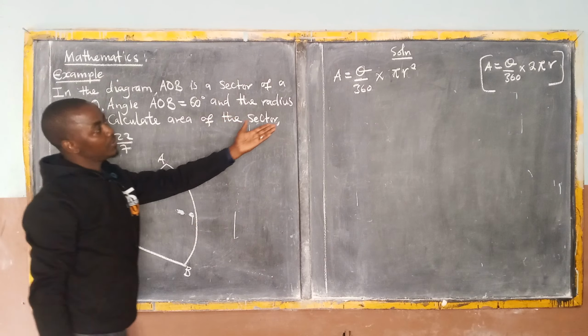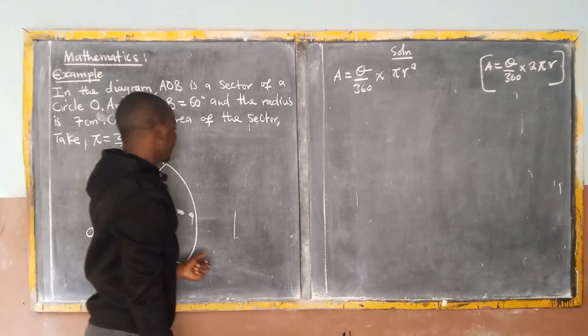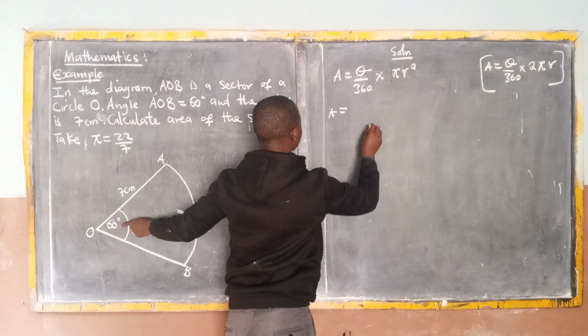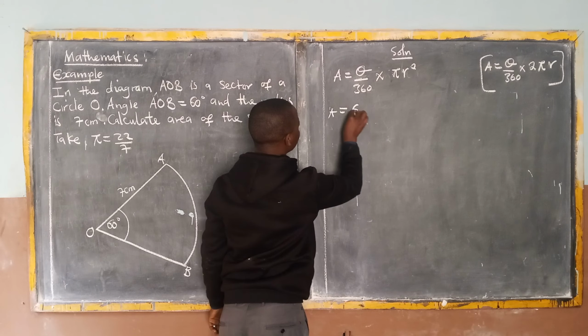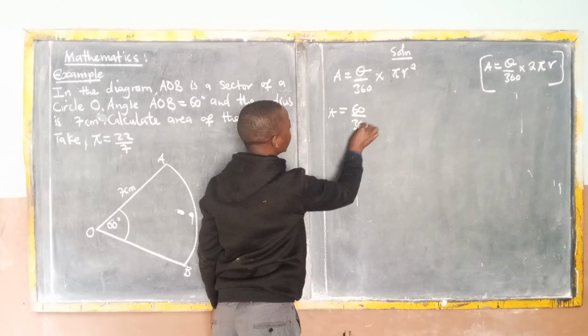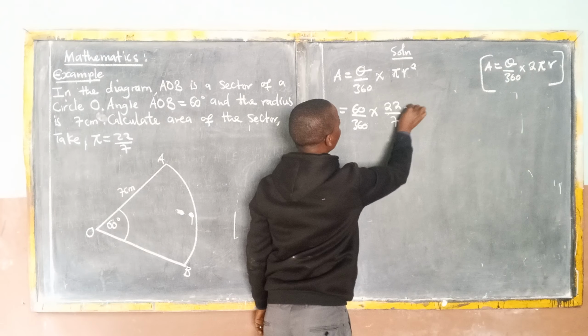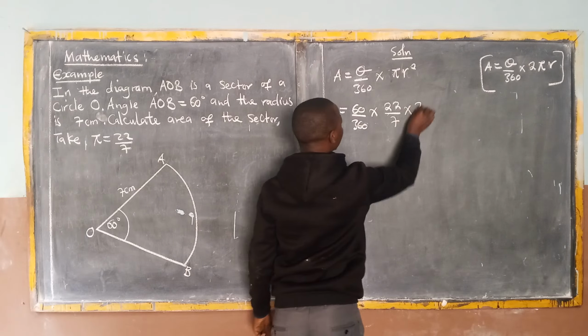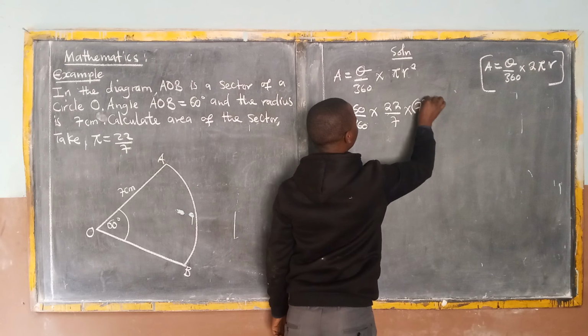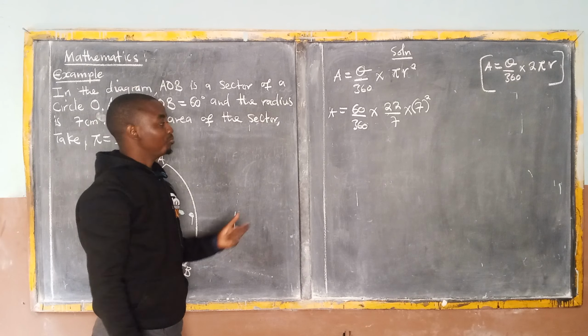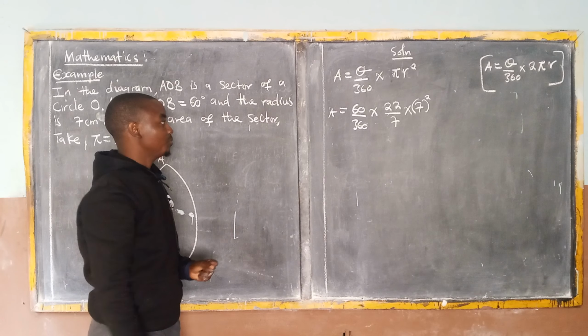In our case, since we are finding the area, let us proceed. Our area will be equal to theta, which is 60, divided by 360, multiplied by 22/7, multiplied by the radius, which is 7, squared. Now remember, this is paper 1. We need to find ways on how we can simplify this.